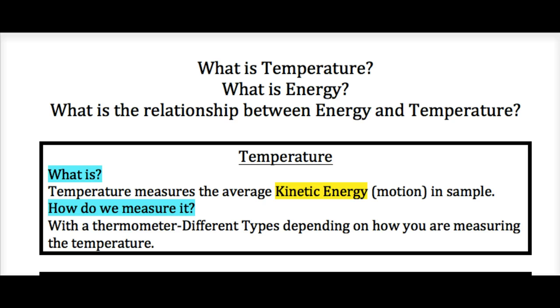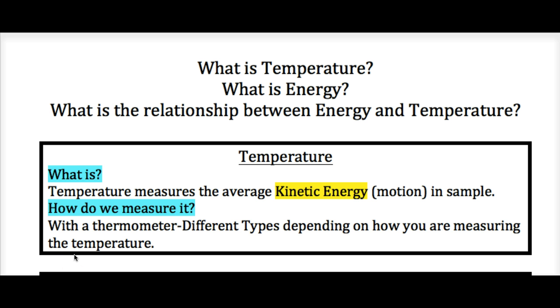In this lesson, we're going to talk about temperature and how it's an indicator that helps guide us and helps us to know where energy is going. So let's start by defining temperature. Temperature measures the average kinetic energy or the motion in a sample.